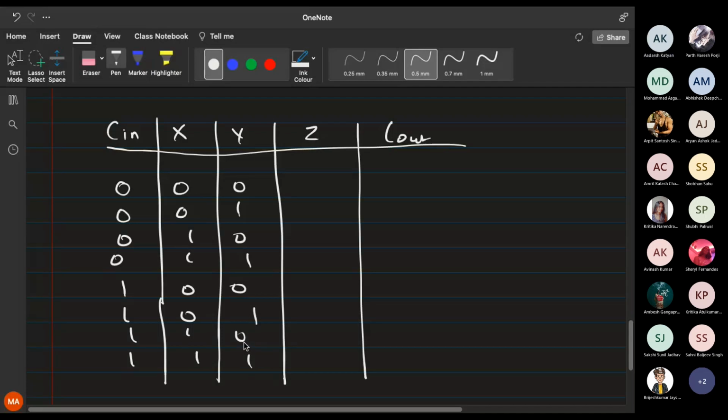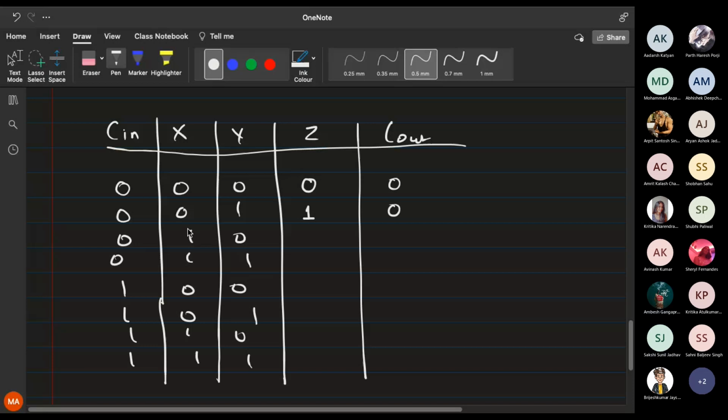Yes, sir. Now tell me, 0 plus 0 is 0, 0 plus 0 is 0. Sum क्या आएगा? 0. What about carry? 0. 0 plus 0 is 0. 0 plus 1 is 1. Sum आएगा 1. Carry आएगा 0.